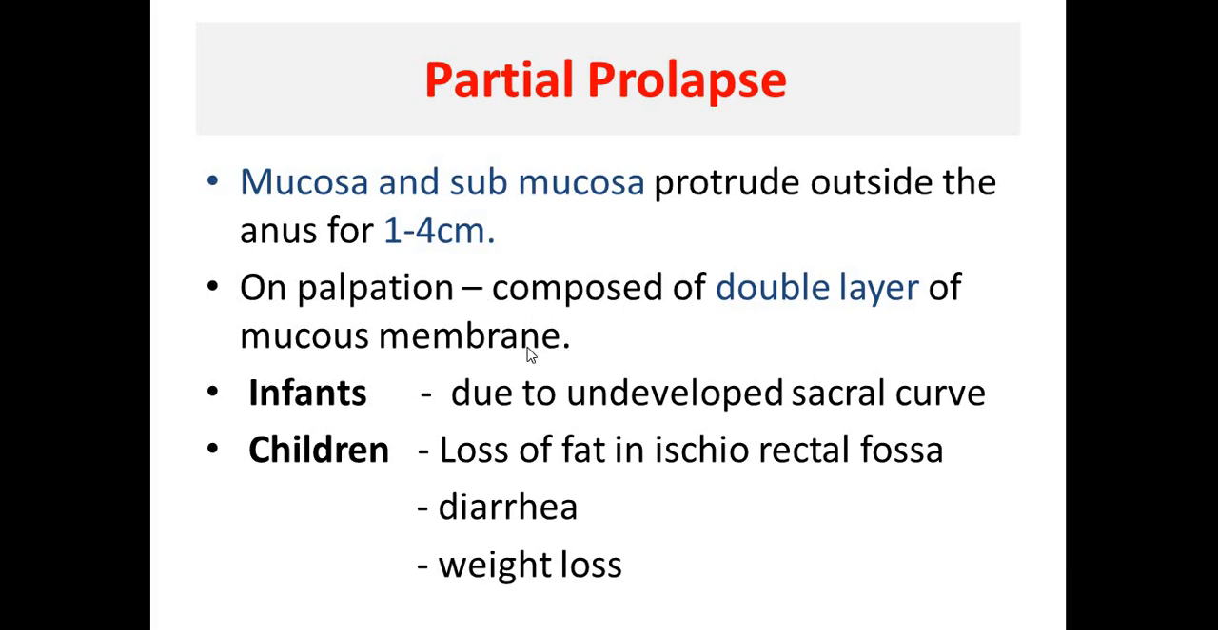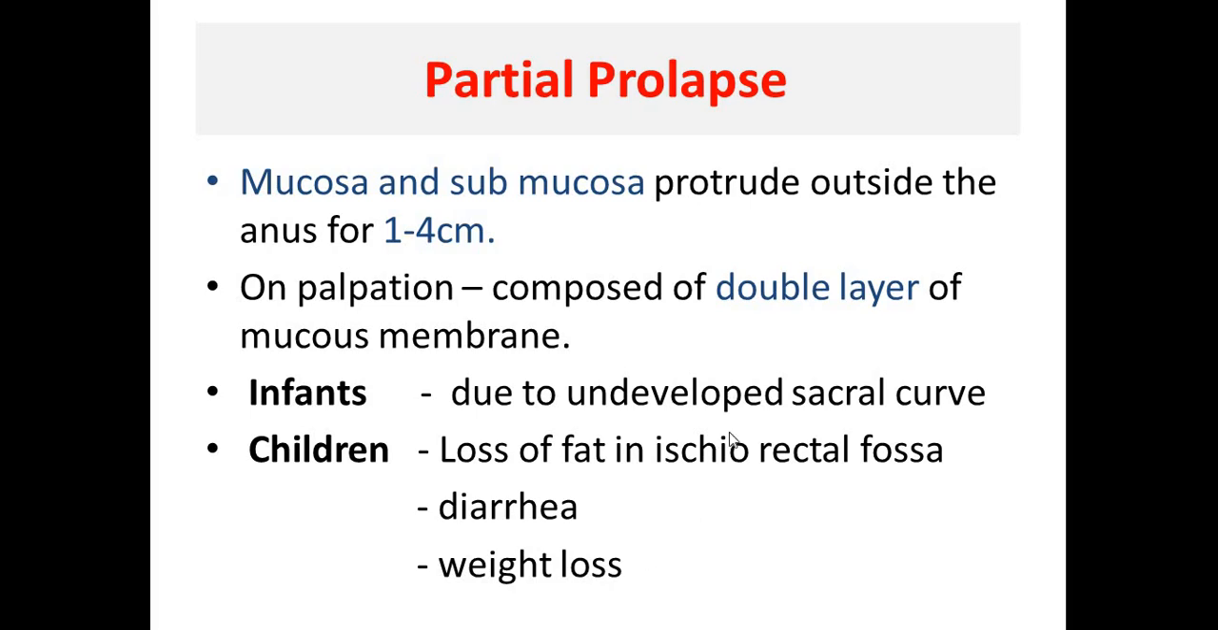This partial prolapse is common in infants and in children. In infants, it might be due to undeveloped sacral curve. This sacral curve, when developed, serves as a support to the rectum, and when it is not yet developed, the support to the rectum is reduced and it might lead to some partial prolapse. In children, partial prolapse might be due to loss of fat in ischiorectal fossa. It might be due to diarrhea, or it might be due to weight loss.